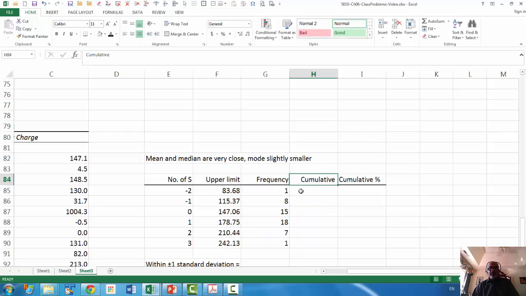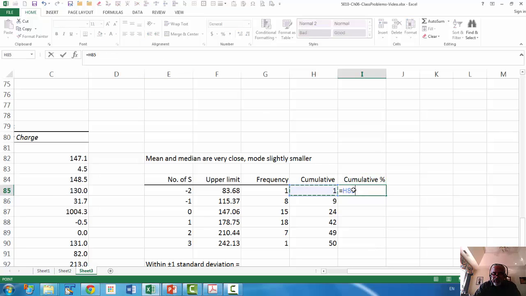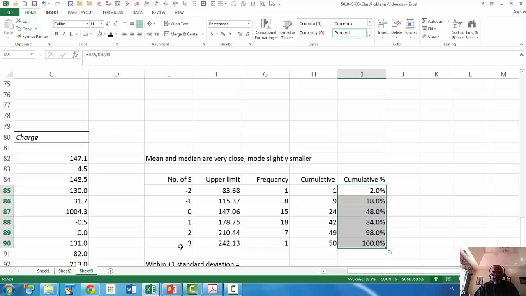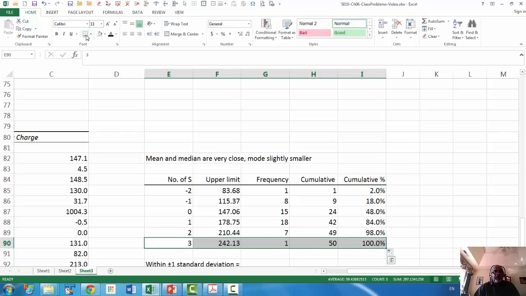Okay. Now let's do a cumulative of that. Cumulative is the first one is the same. The second one is the previous cumulative plus the current frequency. Okay. So that gives us the cumulative frequency, and the cumulative percentage would be you take each cumulative frequency divide by the total number. Absolute reference that total, and you get the cumulative percentage. So these are the pieces of information that we need to be able to verify our empirical rule.